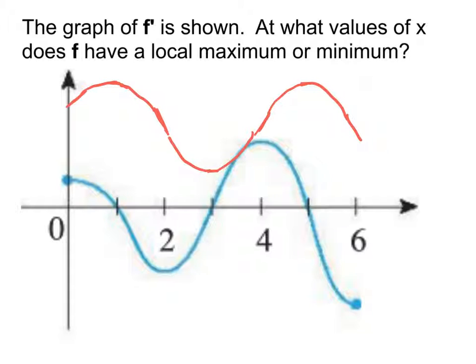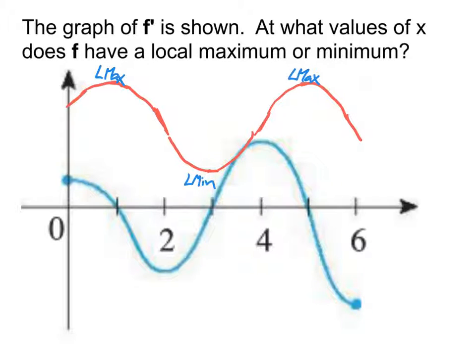So where do we see local maximums occurring? There and there. 0. We got a local max here at 1. And we have a local max happening up here at 5. Okay, what about local minimums? Where do we have a local minimum? 3. Okay, we got a local minimum here.